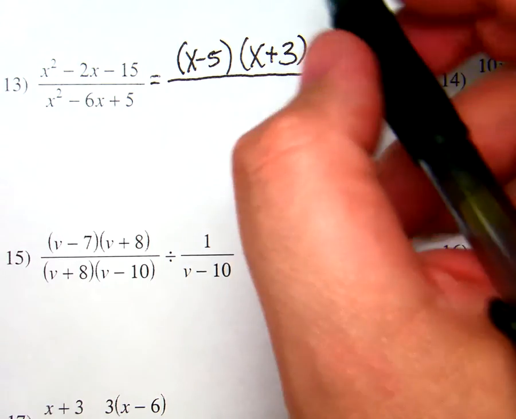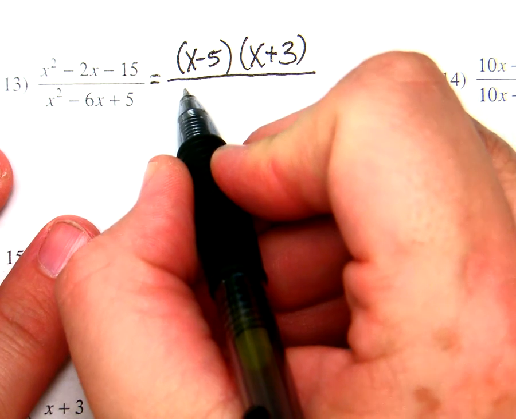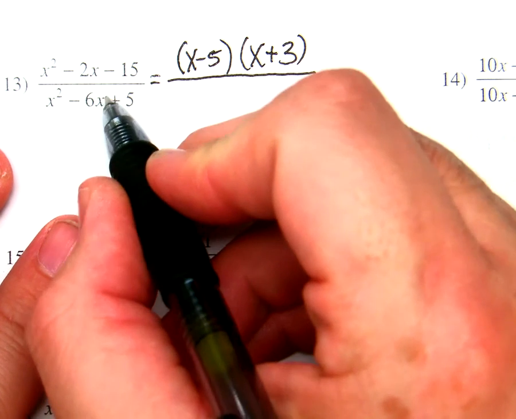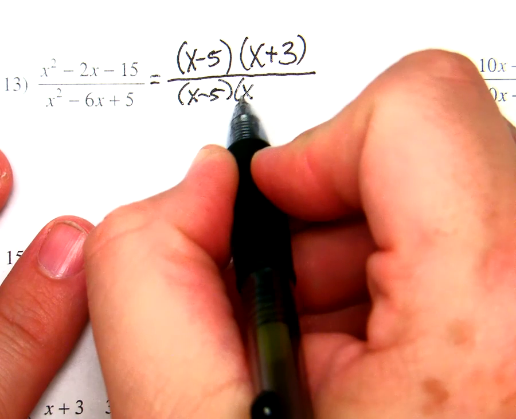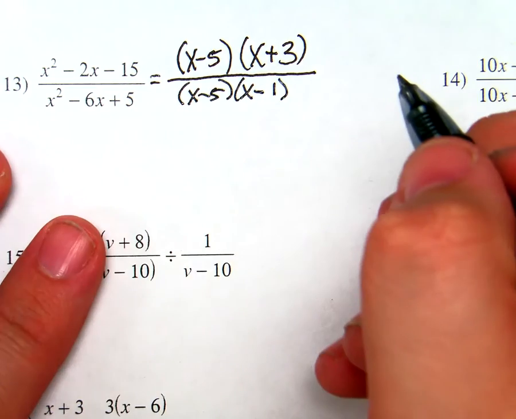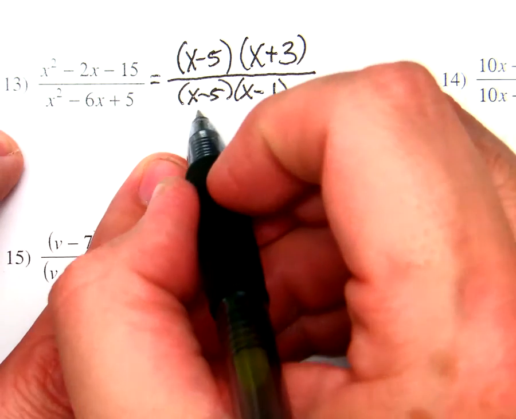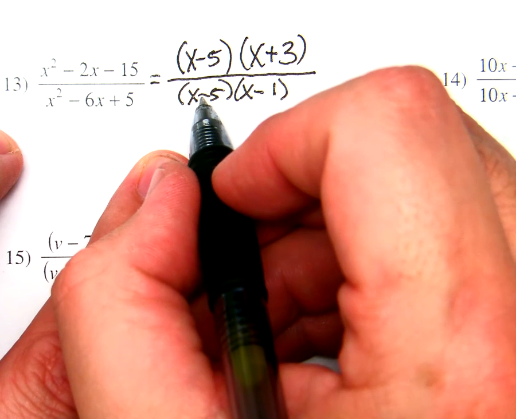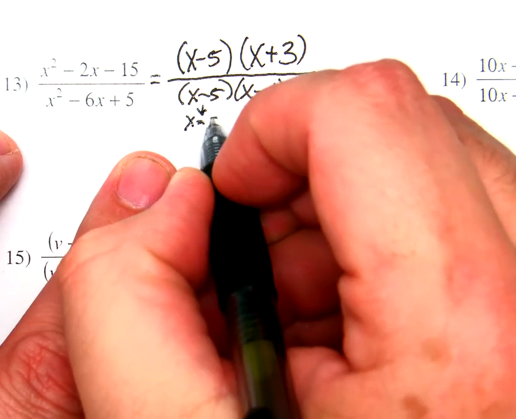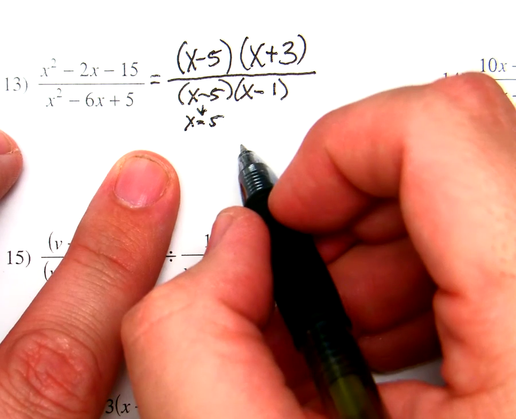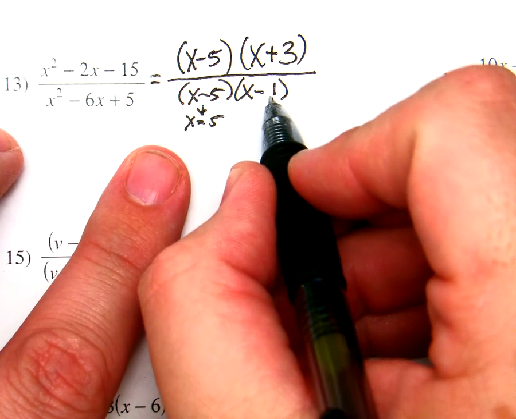And now in the bottom, two numbers that multiply to get 5 and add to negative 6. x minus 5 and x minus 1. Hopefully by sight, what number is going to make x minus 5 equal to 0? Positive 5. So x equals 5 is going to be an excluded value. What's going to make x minus 1 equal 0? x equals 1 is an excluded value.